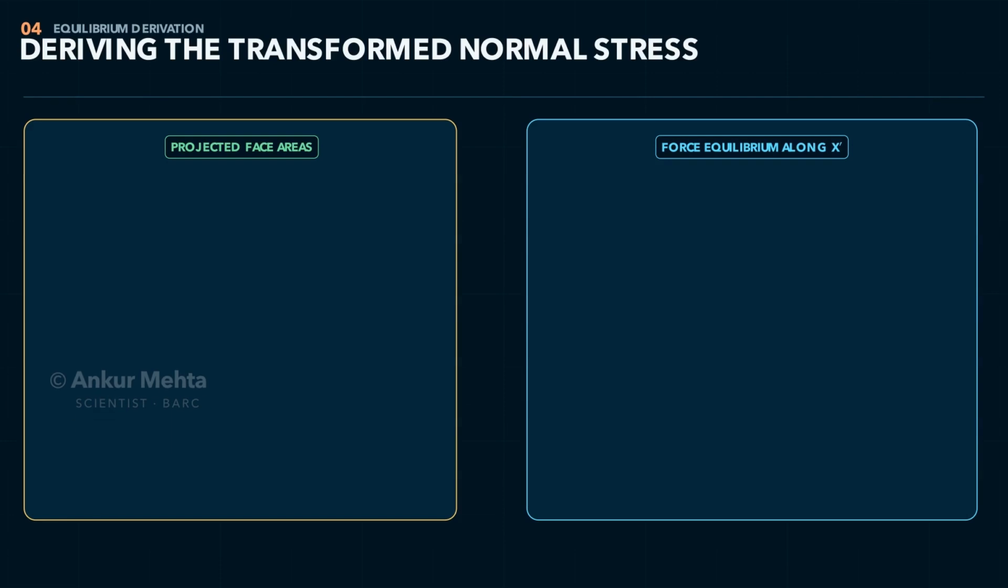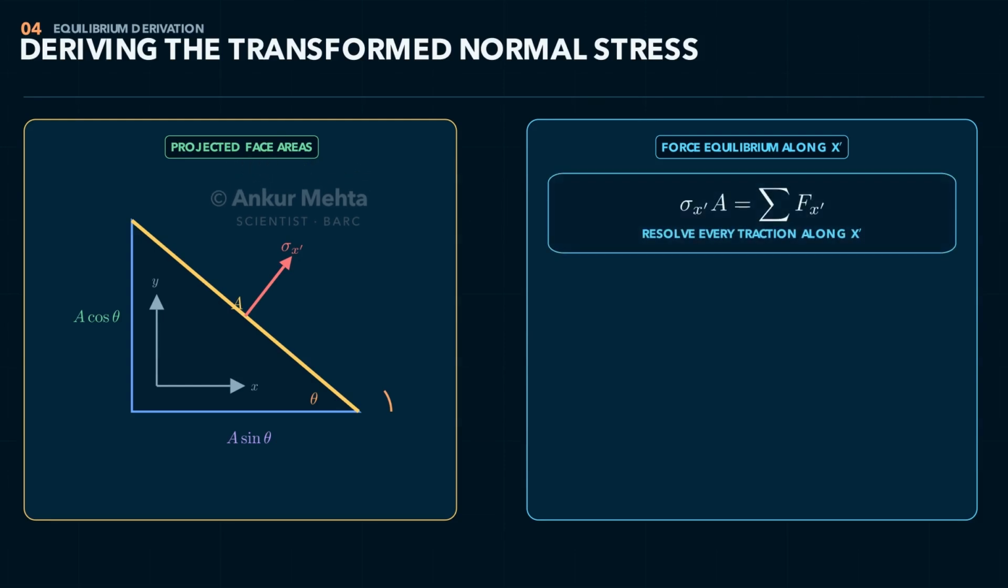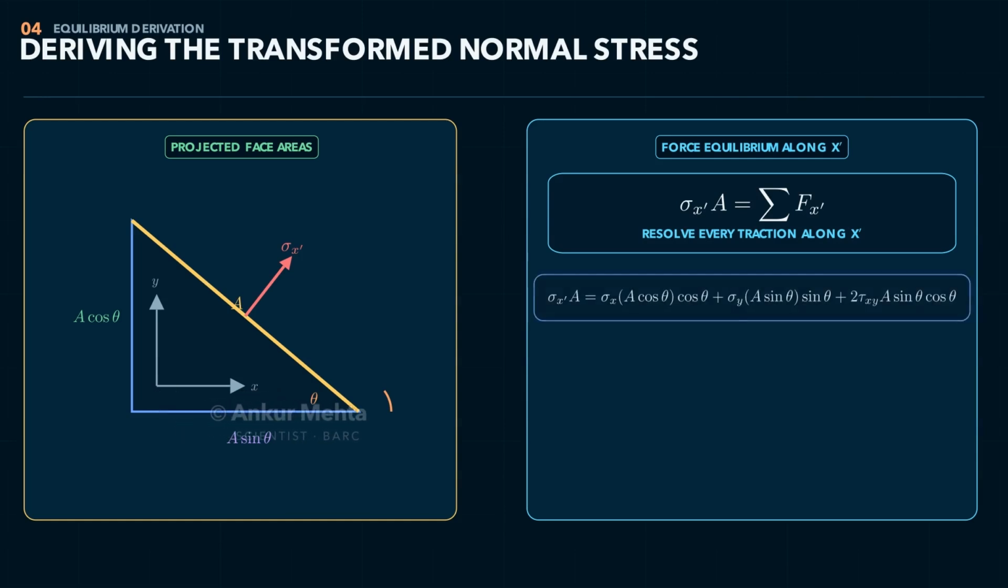Cut an infinitesimal triangular wedge so that its inclined face has area A and outward normal x prime. Its projection on the x face has area A cosine theta, while its projection on the y face has area A sine theta. Resolve every traction in the x prime direction. The transformed normal force is sigma x prime times A. The sigma x contribution is sigma x times A cosine theta, projected once more by cosine theta. The sigma y contribution is sigma y times A sine theta, projected by sine theta. The two complementary shear tractions contribute 2 tau xy A sine theta cosine theta terms.